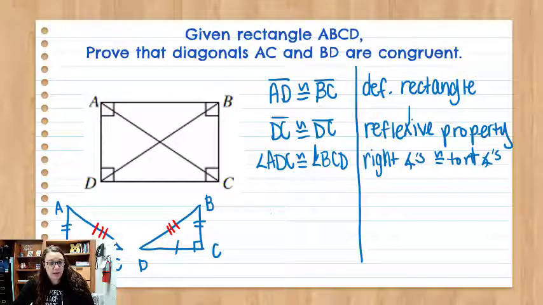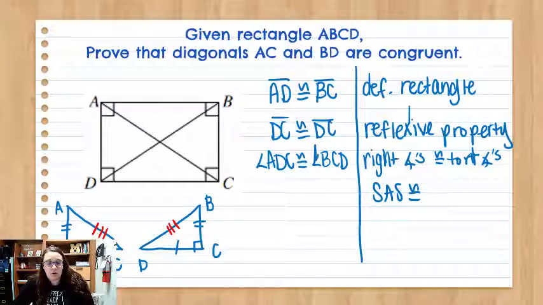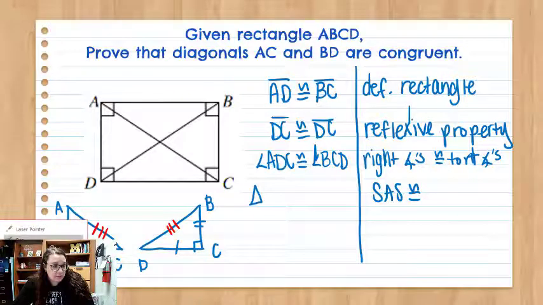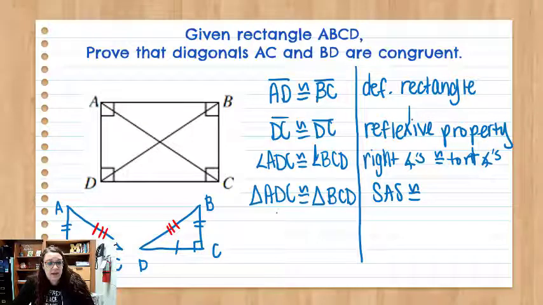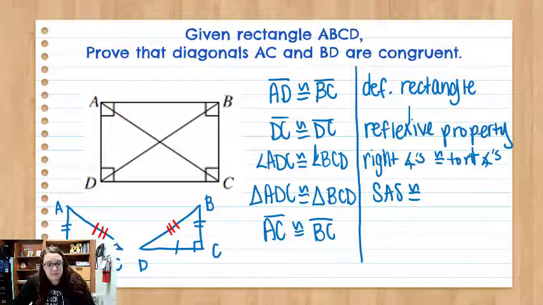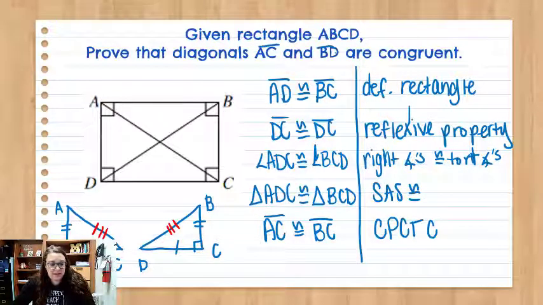All right, at this point I have side angle side set up, so I can say my triangles are congruent by side angle side. I'll say triangle ADC, oops, I put a D first for no reason. Triangle ADC is congruent to triangle BCD. Now that we have proven that they are congruent, I can now say that AC is congruent to BD because congruent parts of congruent triangles are congruent. And I think I'm done.